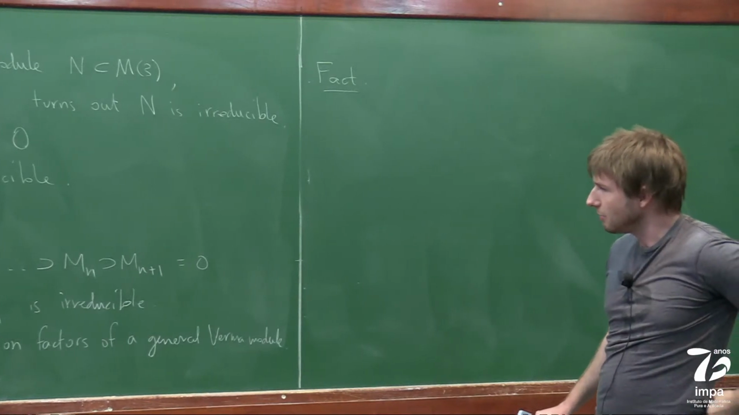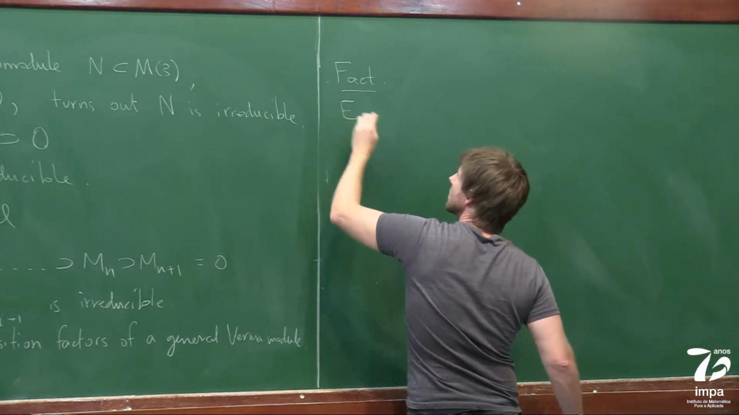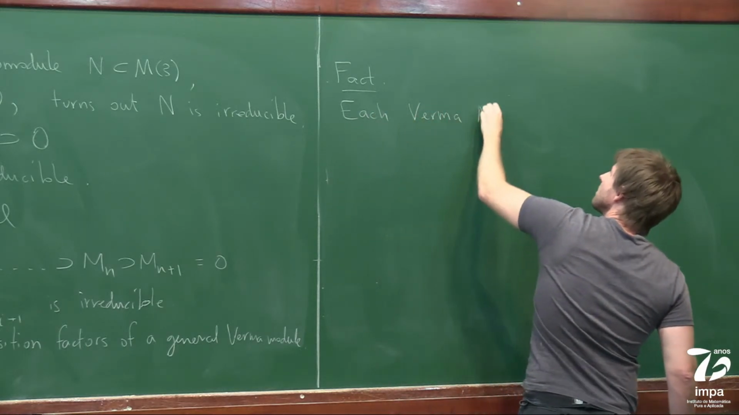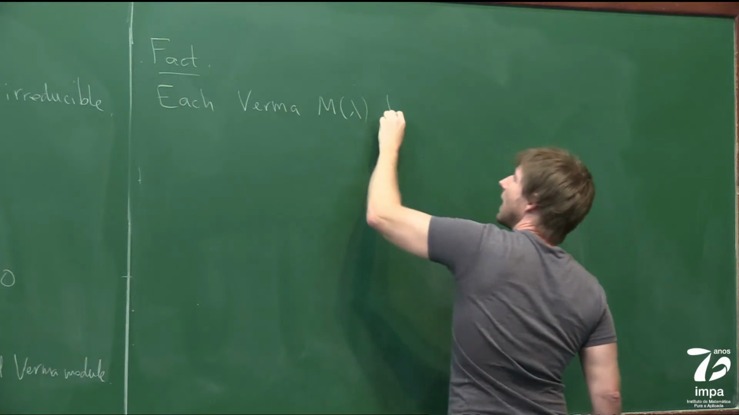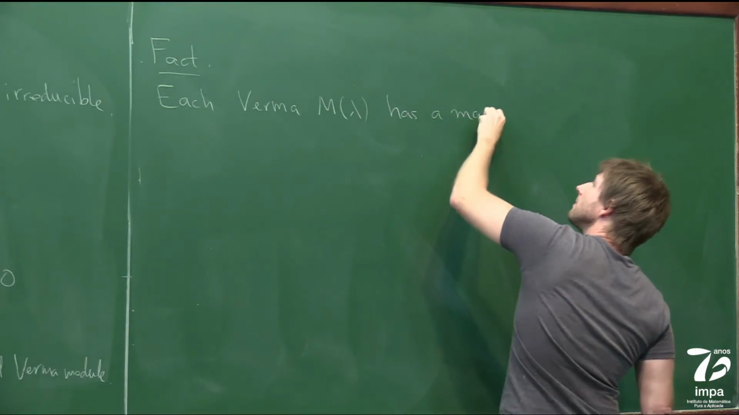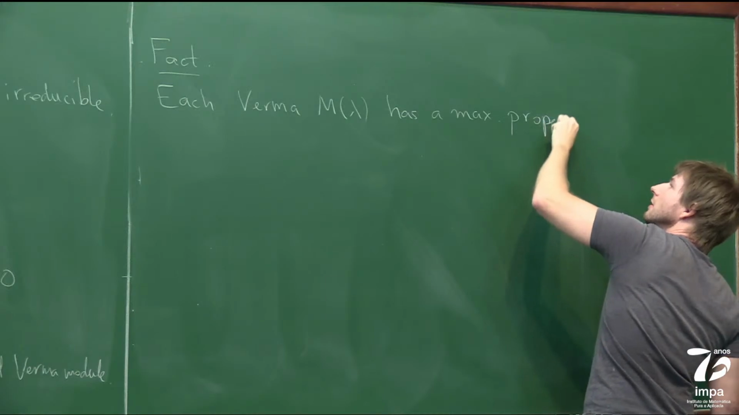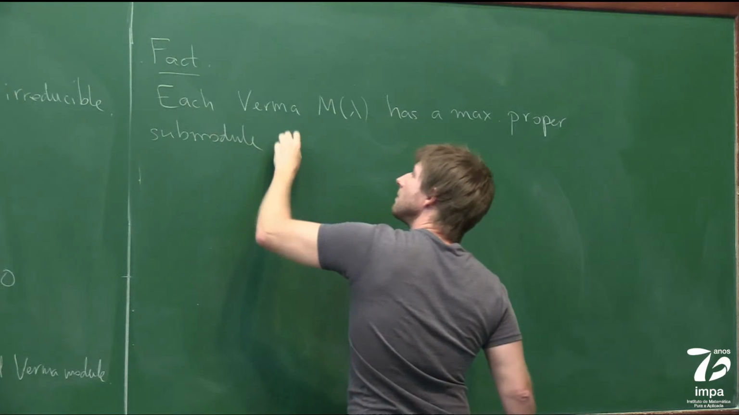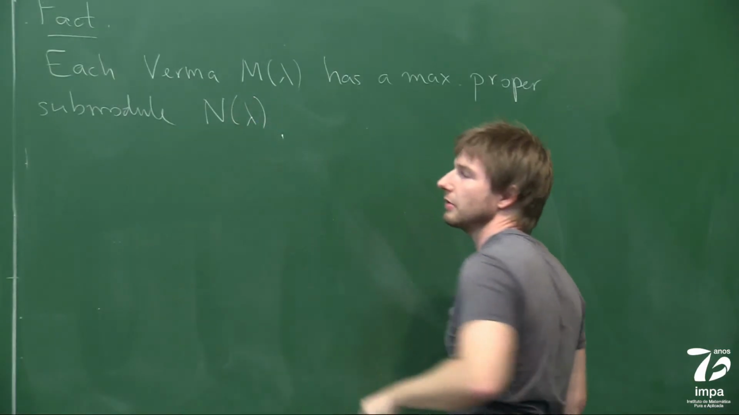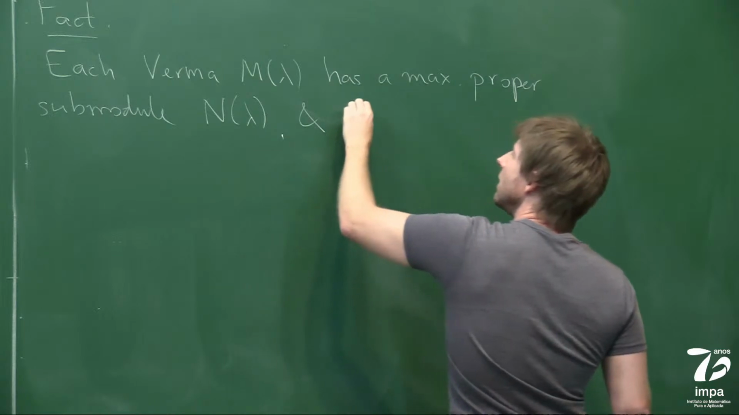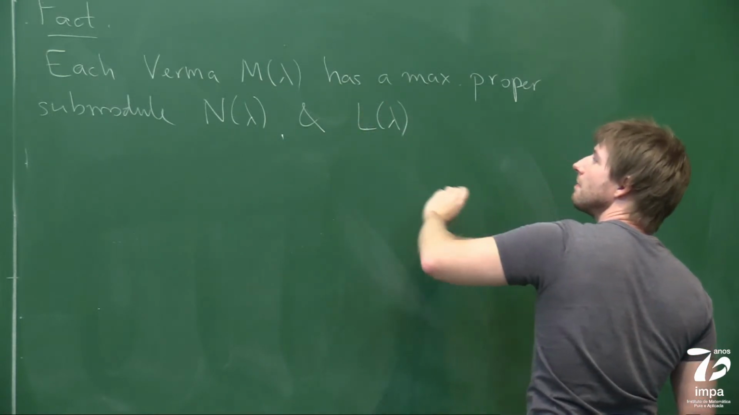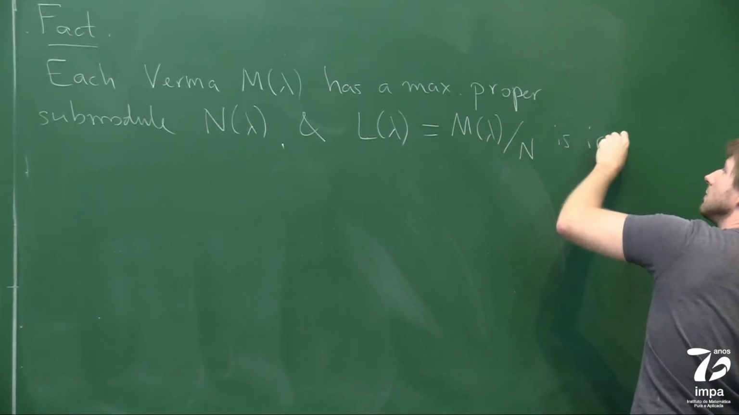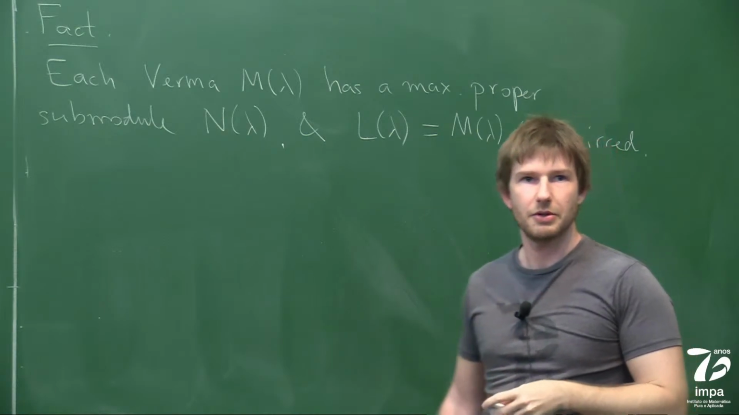So a little bit more precisely, let me give you a fact. Each Verma module has a maximal proper submodule N. Well, I suppose it also depends on lambda, so I'll call it N lambda. And then obviously, the quotient is irreducible.